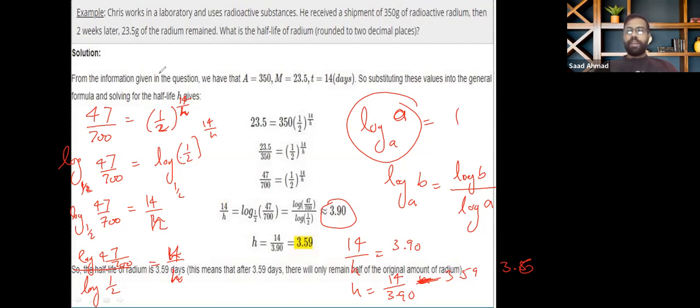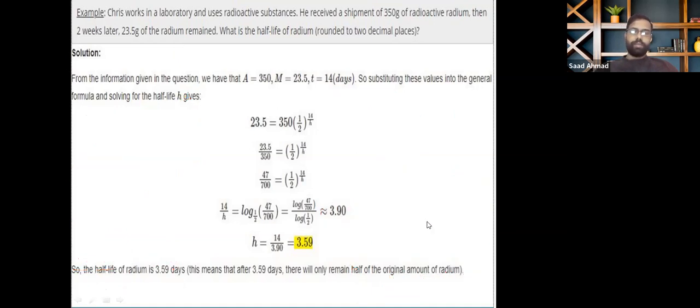Let's say if you put 10 grams, after 3.5 days it will be 5 grams. After another 3.5 days, it will be 2.5 grams. After another 3.5 days, it will be 1.25 grams. So after every 3.5 days, it becomes half. That's its half-life. That's an application here: we use the exponential equations, and we use the logarithm to solve them.